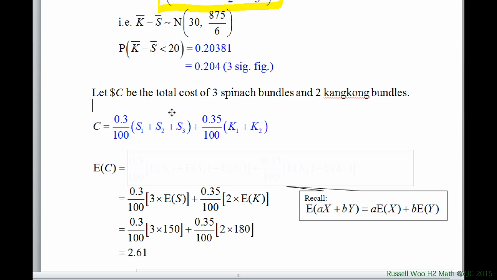Then what is the expected value of C? This one, just copy again. Okay? Quite easy. Just using this same principle. Just remember this same thing. We're using this thing time and again. So just copy.